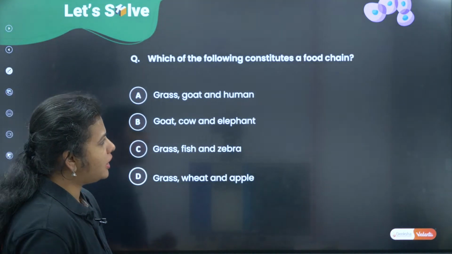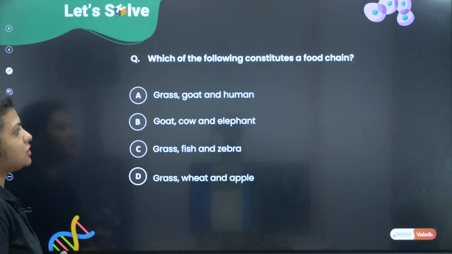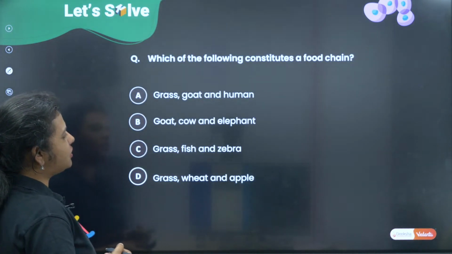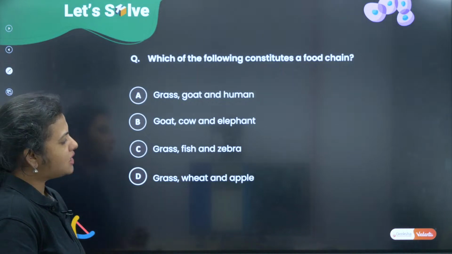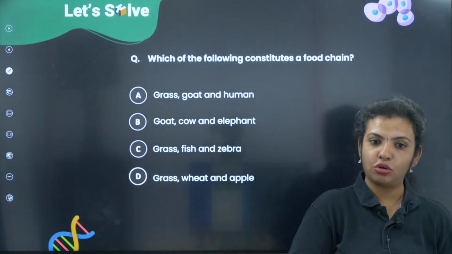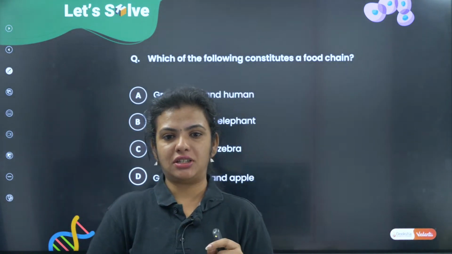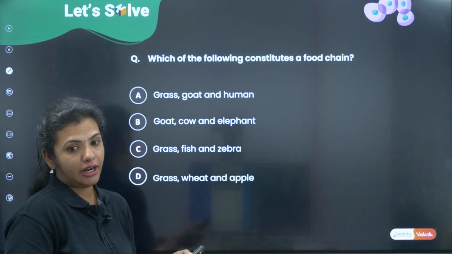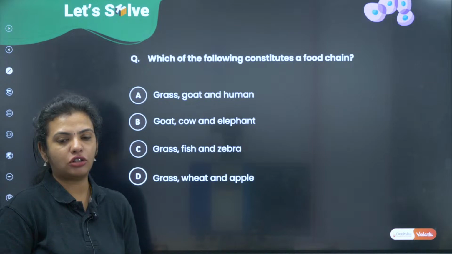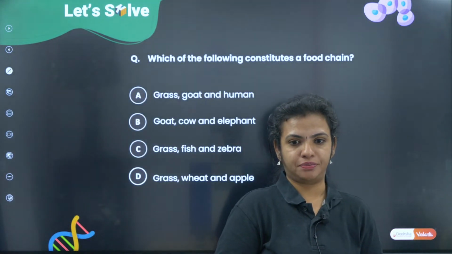Which of the following constitutes a food chain? Very simple question. Grass, goat and human; goat, cow and elephant; grass, fish and zebra; grass, wheat and apple. So what do you think constitutes a food chain? This is again a lower level, lower grade question which you can answer. I don't know if Gautami has given the answer for this question or the previous question.